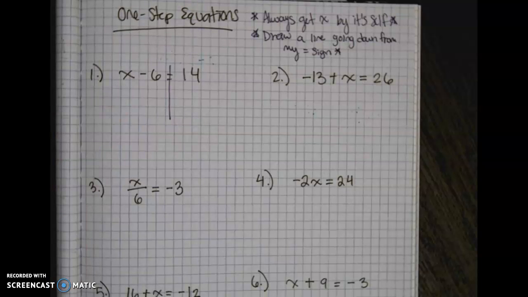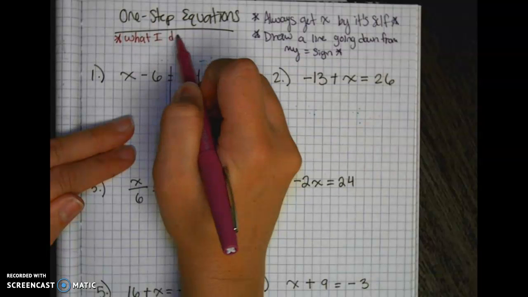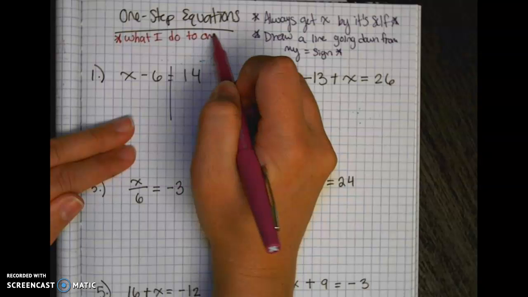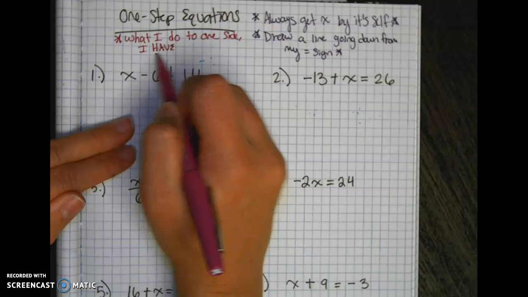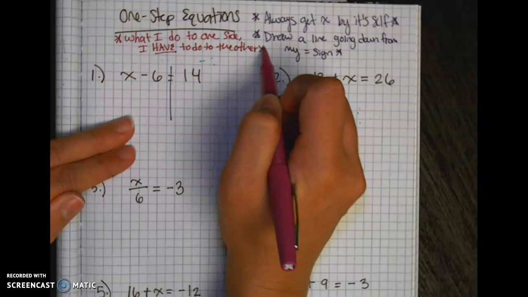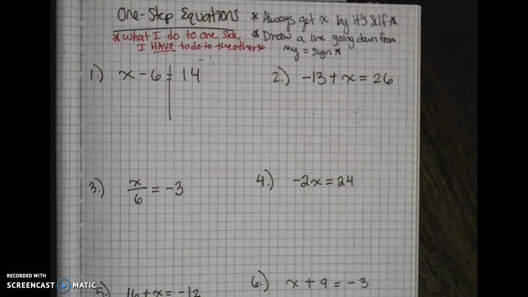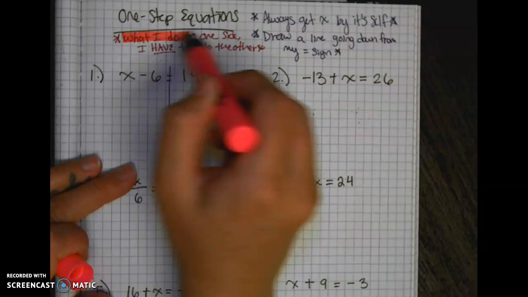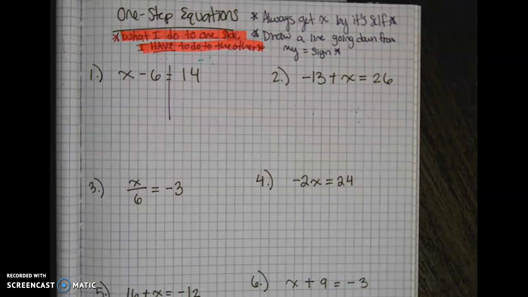So our final rule that you remember is what I do to one side, I have to do to the other. So that means if I am going to add to one side, I need to add it to the other side to keep it even. Highlight, star it, do something super big, and remember, what I do to one side, I have to do to the other. I'm going to highlight my notes so I know that that's super important to remember.